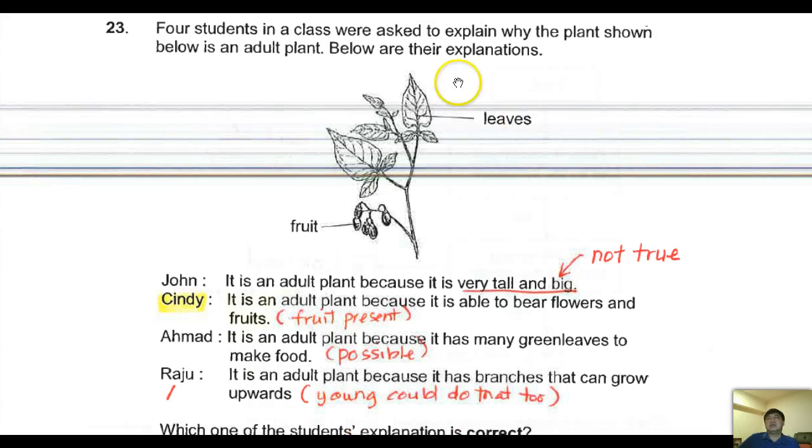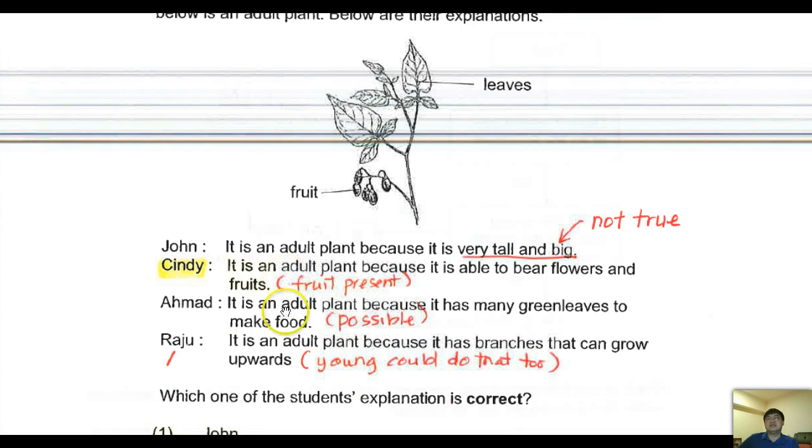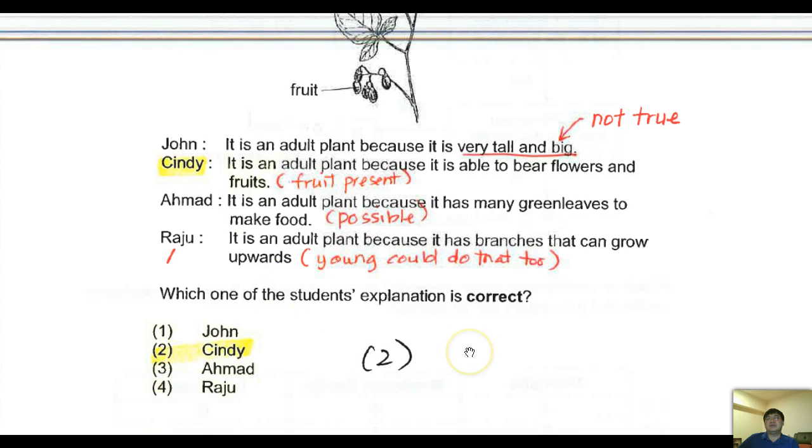Now for students in the class, we'll ask to explain why the plant shown below is an adult plant. Okay, let's take a look. Many leaves, and fruit is already there. Okay, there is fruit here, so it must be an adult plant. All right, let's see who's correct. Cindy is correct. It is an adult plant because it's able to bear flowers and fruits. Okay, the fruits are present, so the answer is Cindy. Right, number 2. The rest you can read for yourself and see why they are wrong.